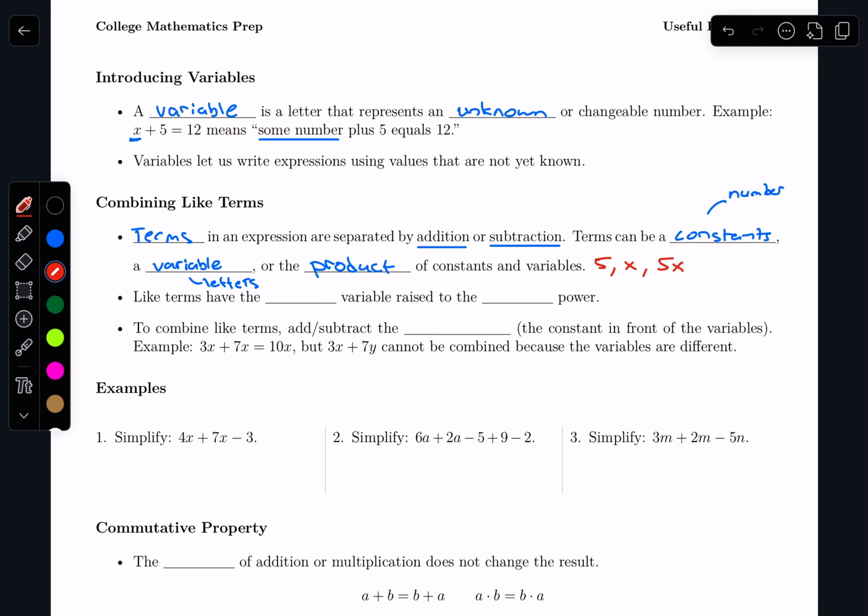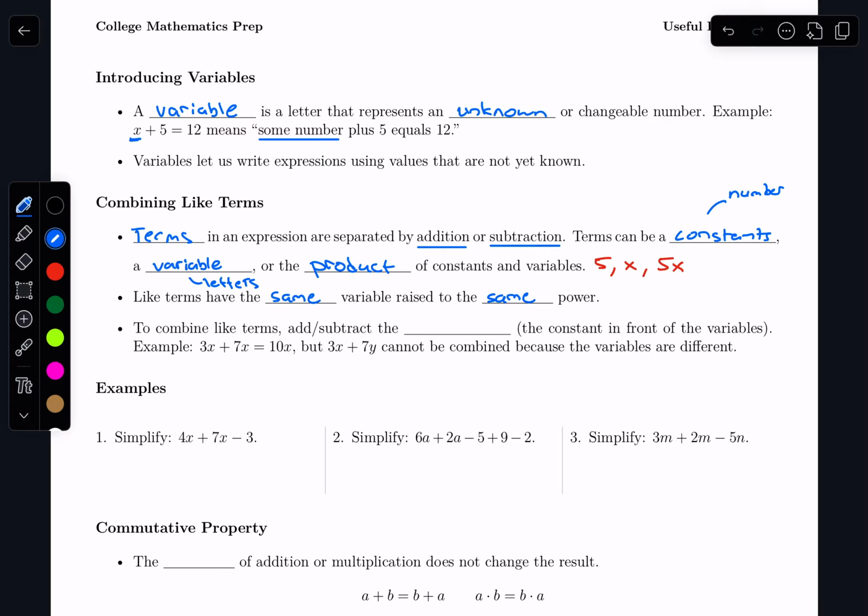Now, like terms, that is a phrase used to describe terms that we can put together. Okay, like terms have the same variable raised to the same power. And we're not going to work with powers too much in this course, but powers refer to exponents, which we've seen a little bit of. And the variable being the same literally means it has to be the same letters that are in the term.